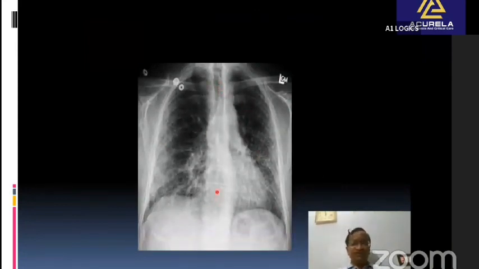Again, I'm seeing this, all these things are normal. This is normal, that's normal. Bones are normal, everything is normal, but small miliary shadows. You can see here on both sides, predominantly in the lower zone and also in the mid zone.